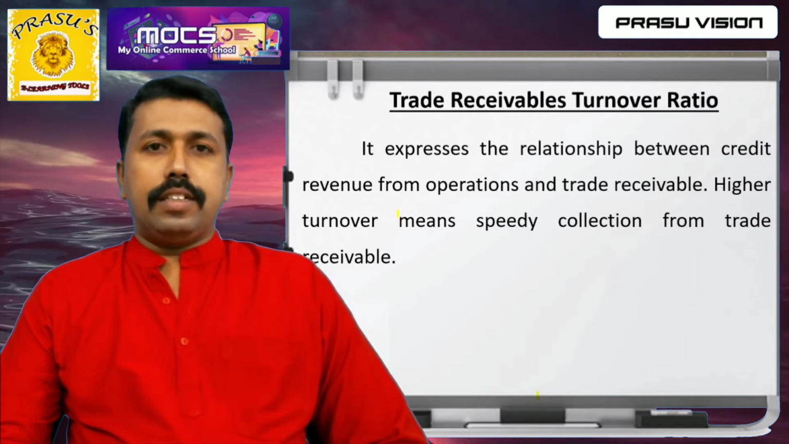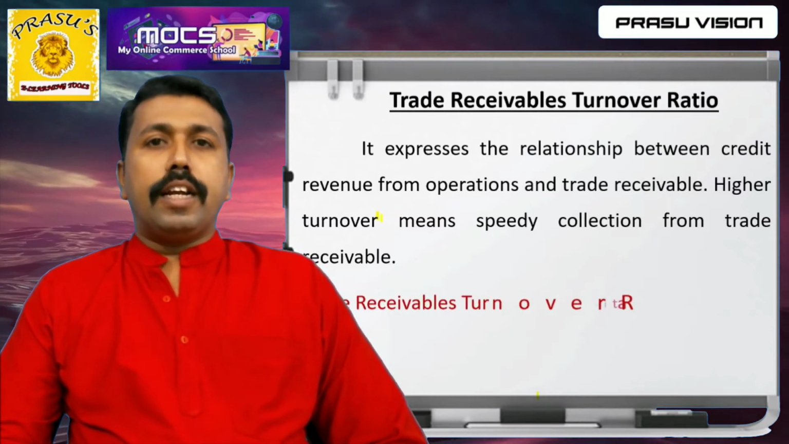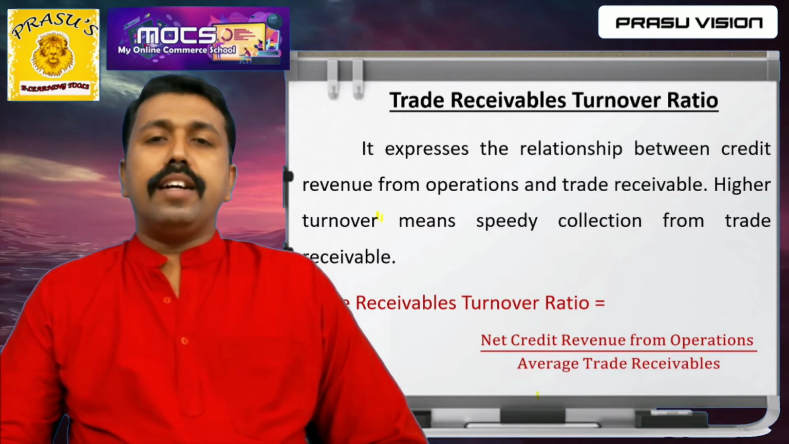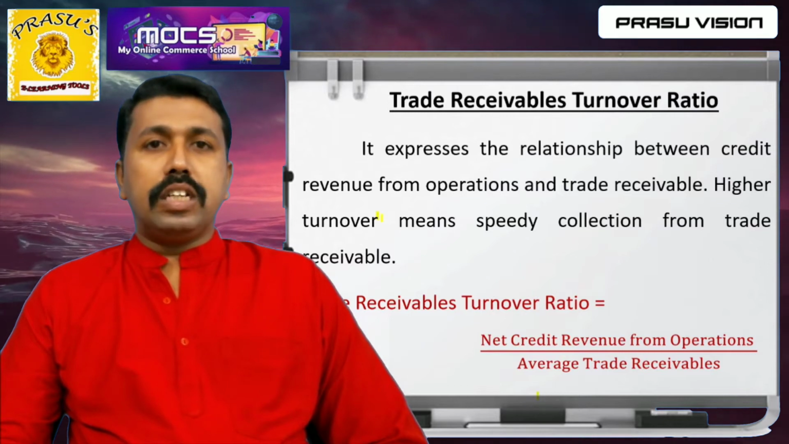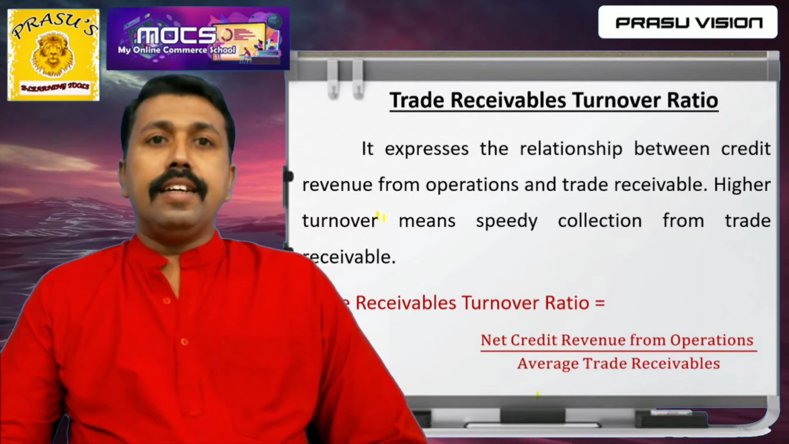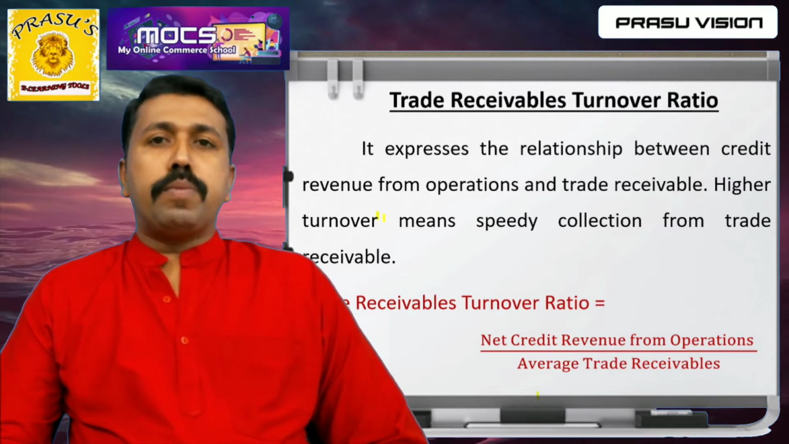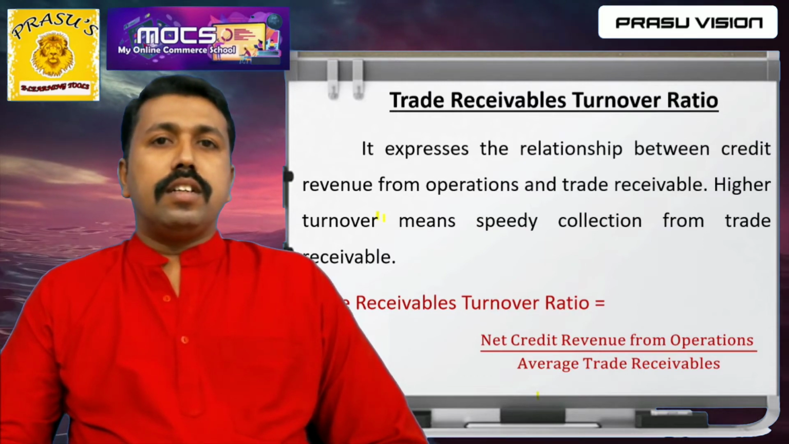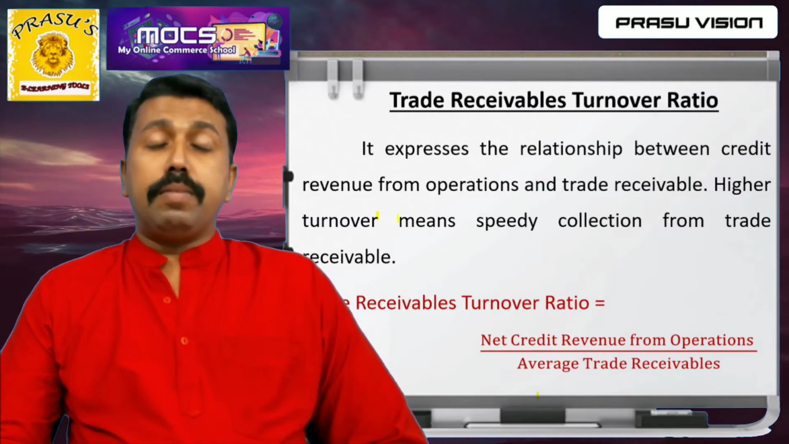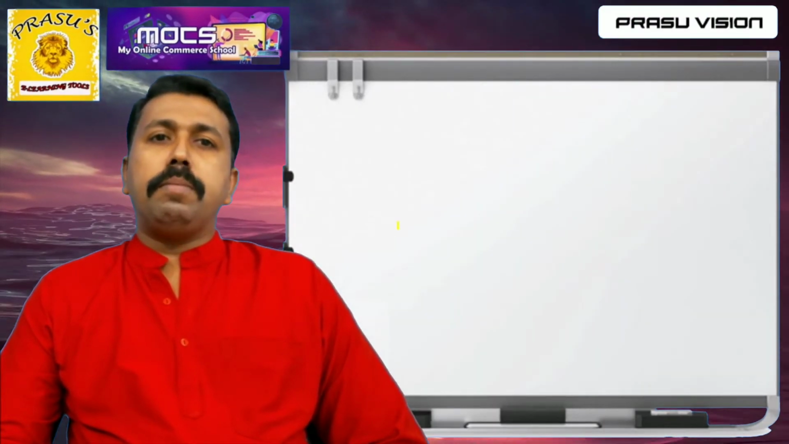So credit revenue collection turnover can be calculated using this equation. Trade receivable turnover ratio is equal to net credit revenue from operation divided by average trade receivable. Remember the equation: net credit revenue from operation divided by average trade receivable. A very, very important thing you have to keep in mind. We are moving to solve one problem, but we can't expect it often. Only a few times are these types of questions asked from this area in the board exam. But we have to learn it very well by solving a problem.